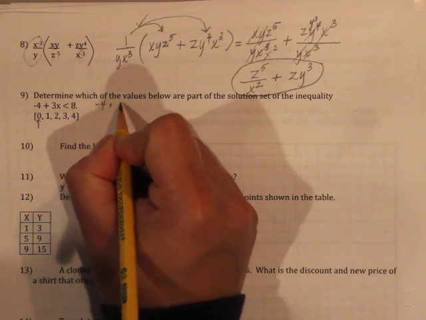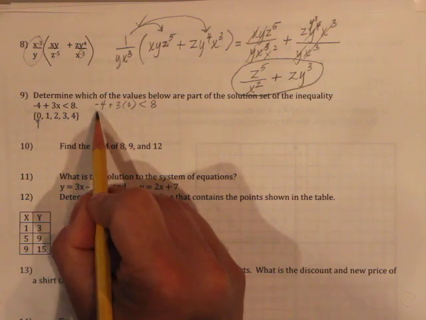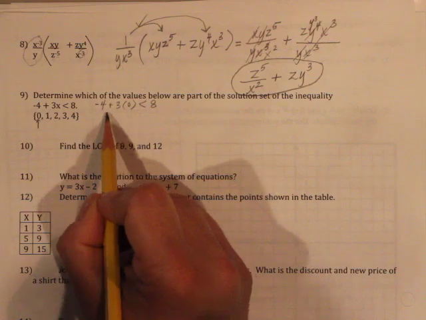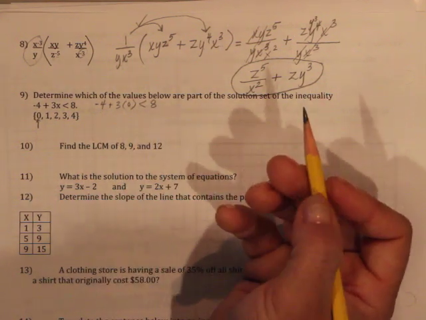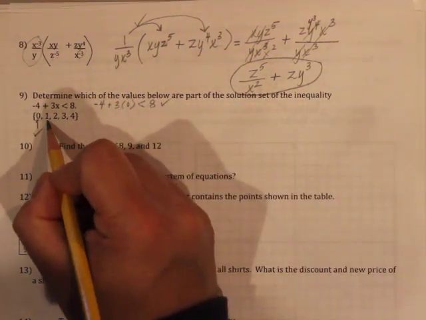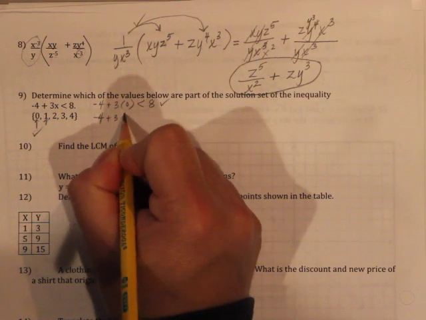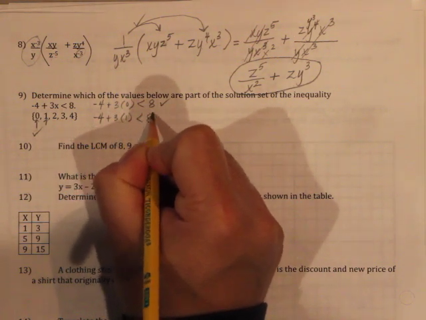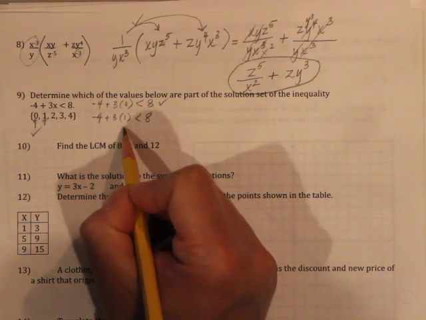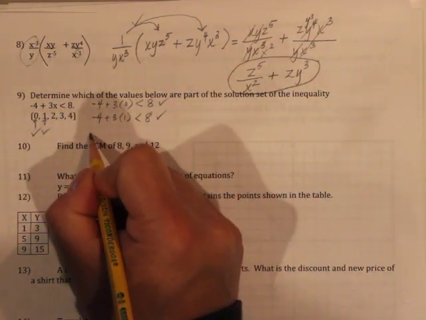Negative 4 plus 3 times 0 is less than 8. Is that true? Okay, negative 4 plus 0, because 3 times 0 is 0, is negative 4, which just basically means negative 4 is less than 8. Is that true? Yes. Okay, that one's true. Next one we're going to give a try is 1. So negative 4 plus 3 times 1 is less than 8. Is that true? Negative 4 plus 3 is negative 1, which is less than 8. That's true.